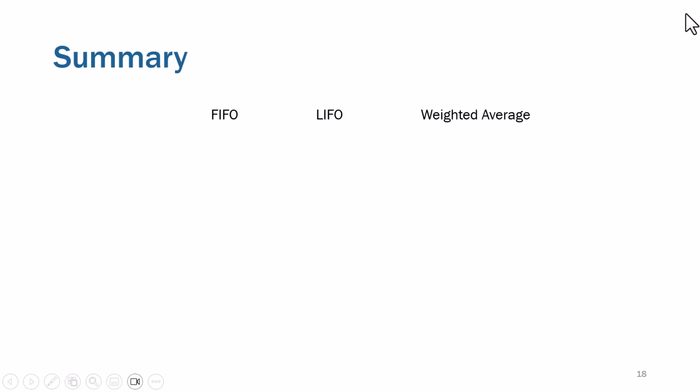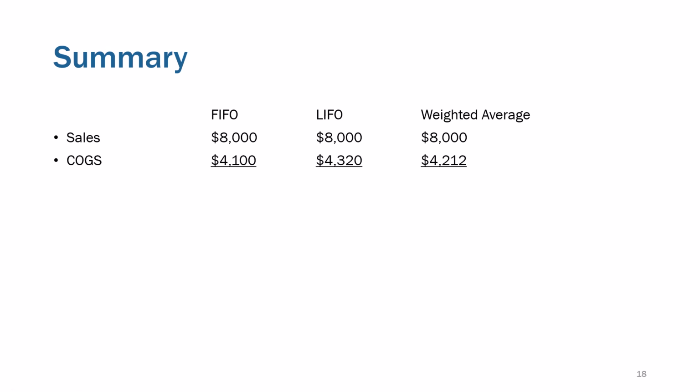Well, in summary, FIFO, LIFO, and weighted average each had $8,000 of sales. FIFO had 4,100 of COGS, LIFO 4,320. Weighted average is always going to be in the middle, not exactly in the middle because it's weighted.